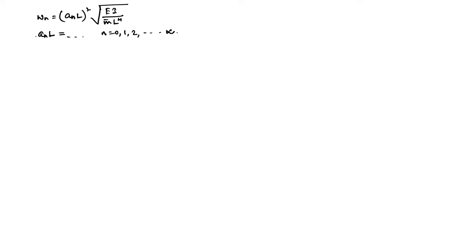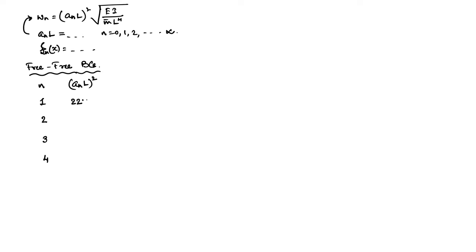And then once we find A_n L from the characteristic equation, we put it back in this expression for natural frequency, and then we find the natural frequency. We also know now phi_n x for different boundary conditions. You have already derived that for the simply supported case and then for free boundary condition. Now, for free boundary condition, if I just write down the expression for omega_n in the first 4 modes, we have free boundary conditions, n equal to 1, 2, 3, 4, and then (A_n L) whole squared. You can derive these values from the characteristic equation.